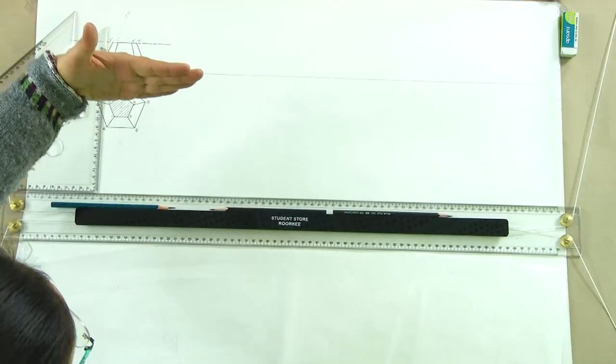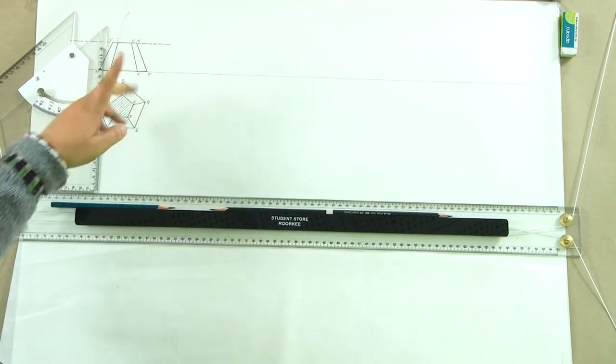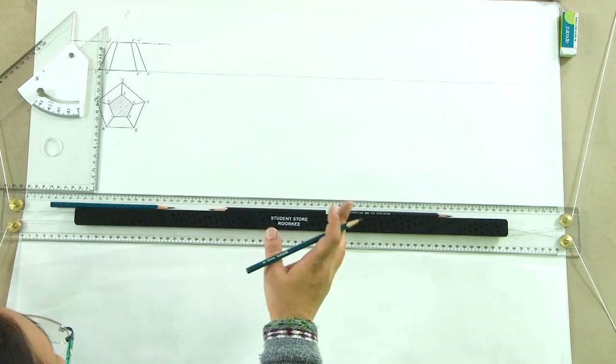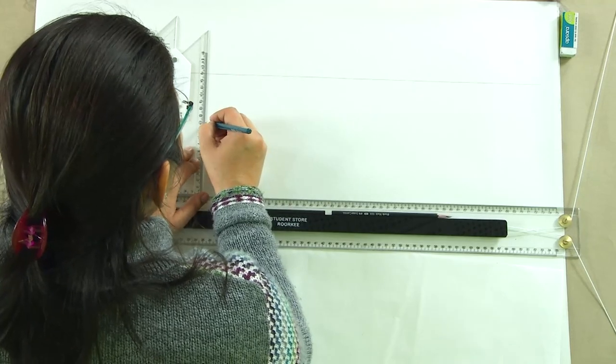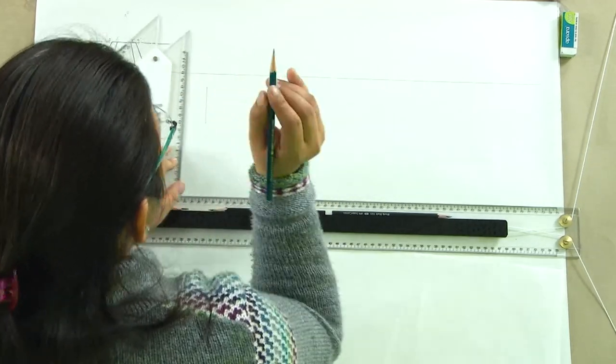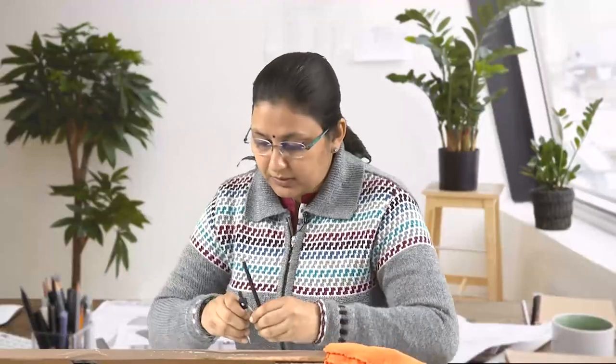Now, the other case could be when the section plane is perpendicular to HP, but it is parallel to VP. So, let us assume another case, and let us take a triangular pyramid here, which is resting on one of its triangular faces in HP. So, let us first draw this triangular pyramid. Assuming this triangular pyramid to have a base side of 5 centimeters, let us draw this equilateral triangle here.